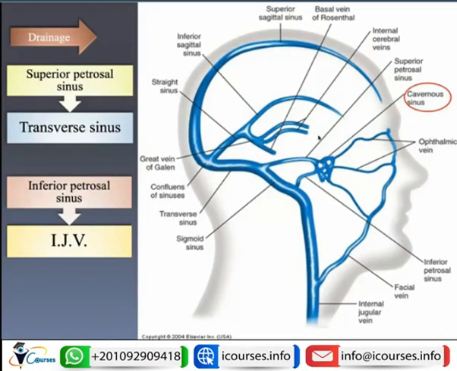So where does the cavernous sinus drain its blood? The cavernous sinus will drain into the superior petrosal sinus, which will pass to the transverse sinus, and into the inferior petrosal sinus, which will drain into the internal jugular vein.